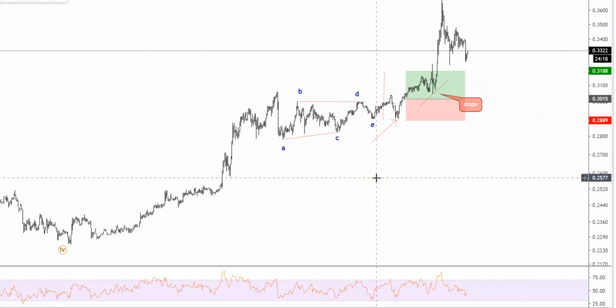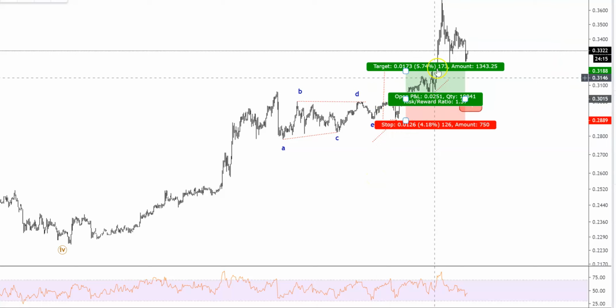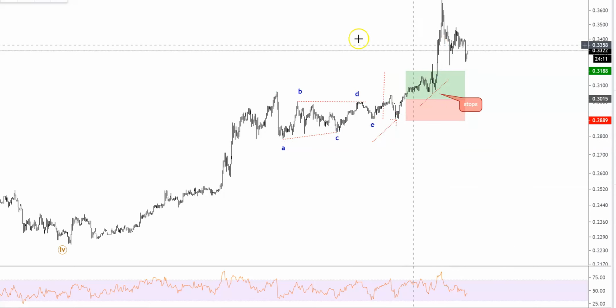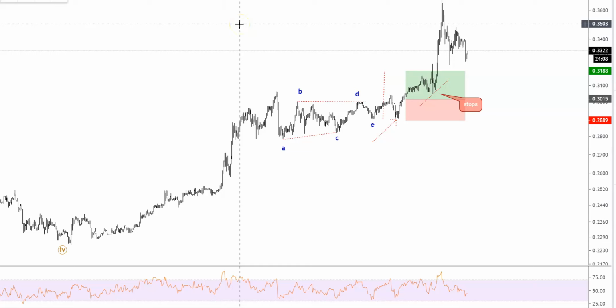But this is how you trade a move out of a triangle, and how you kind of follow through with it and make sure that you stay profitable towards the end. And in the future I'll have more examples like this.